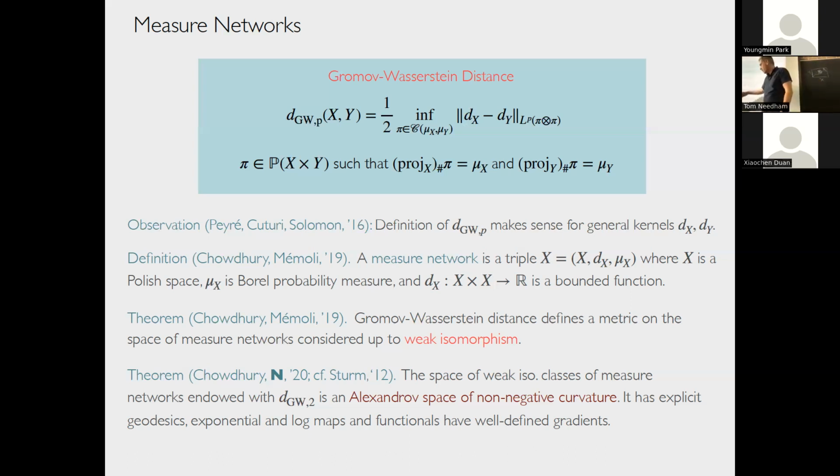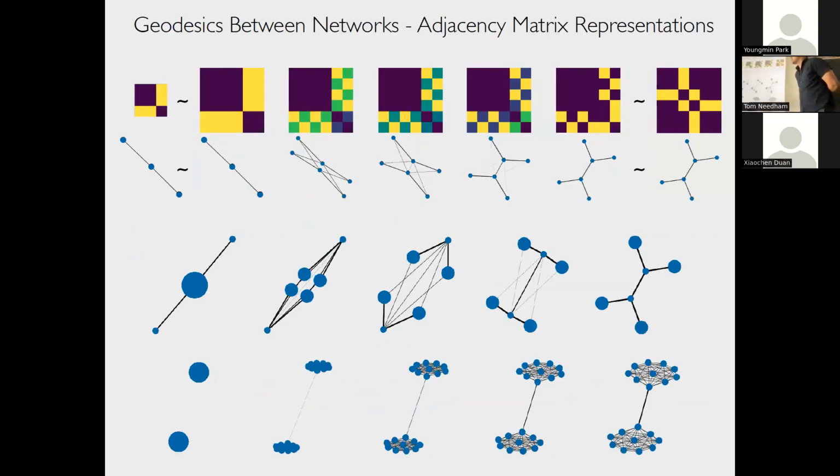Our proof of this is basically Sturm's proof of a related thing. The contribution of this paper is really implementing all this computationally. Just to start with some simple examples, these are geodesics in the space of networks using the Gromov-Wasserstein distance. The idea is that I start with this measure network and want to end at this measure network, and I want the most efficient interpolation between these two. That's what I mean by geodesic.